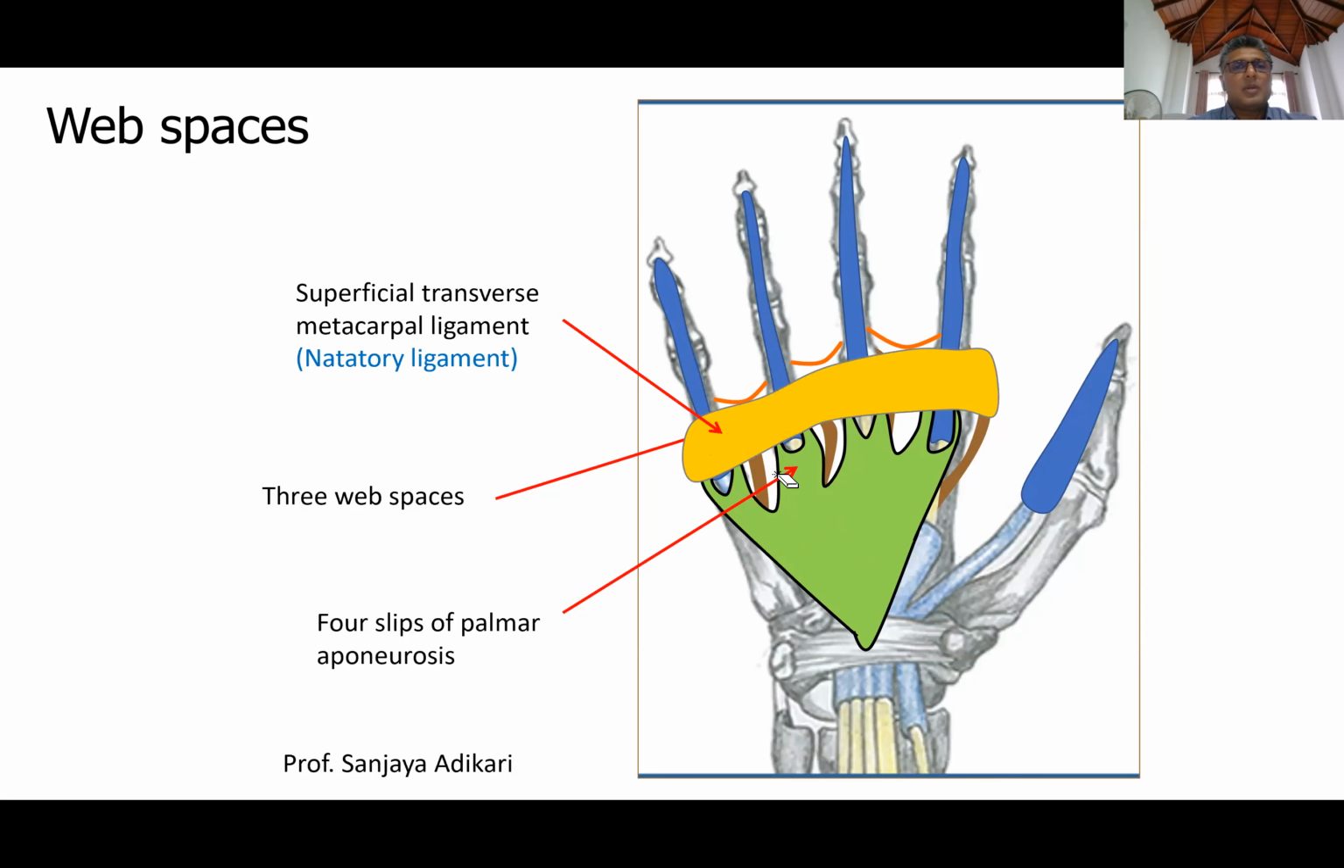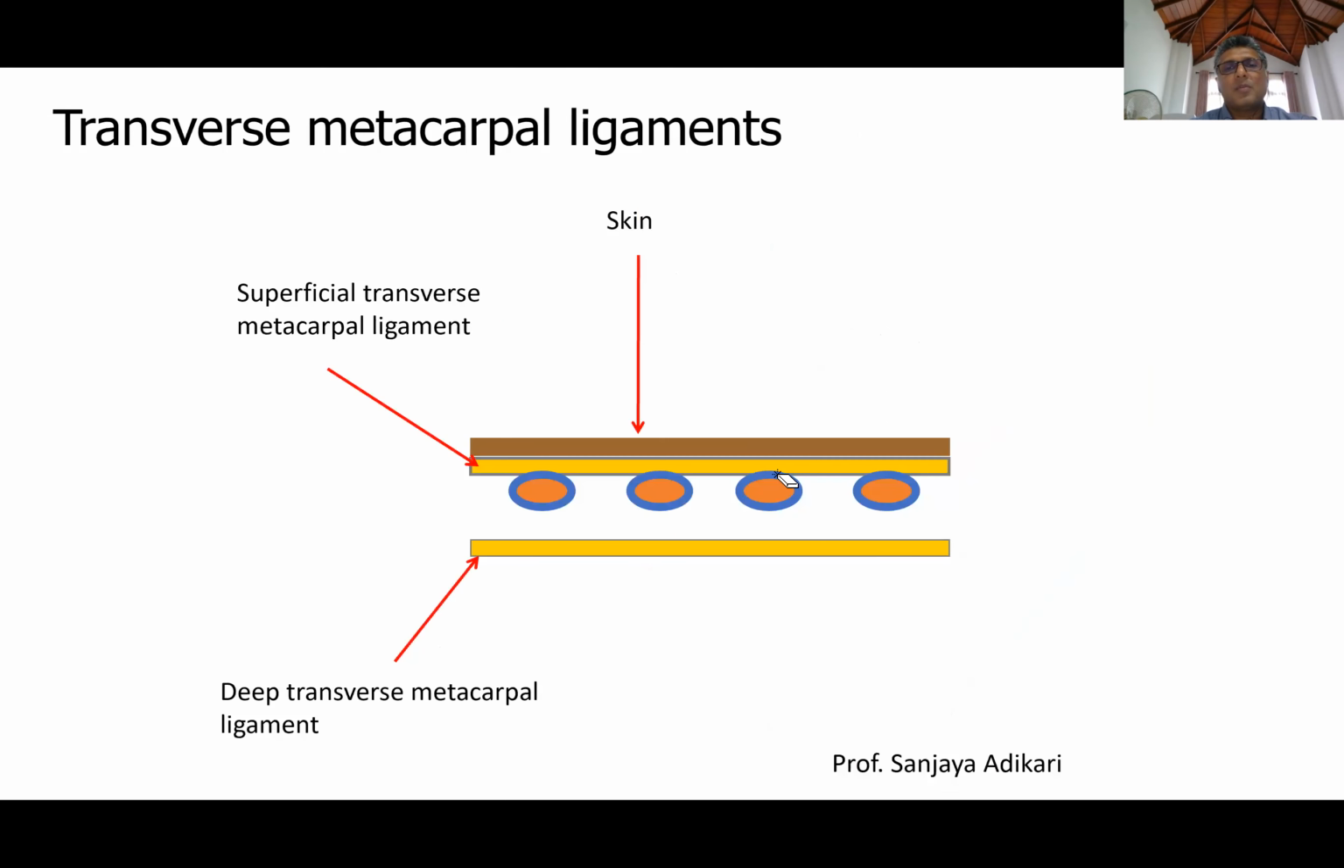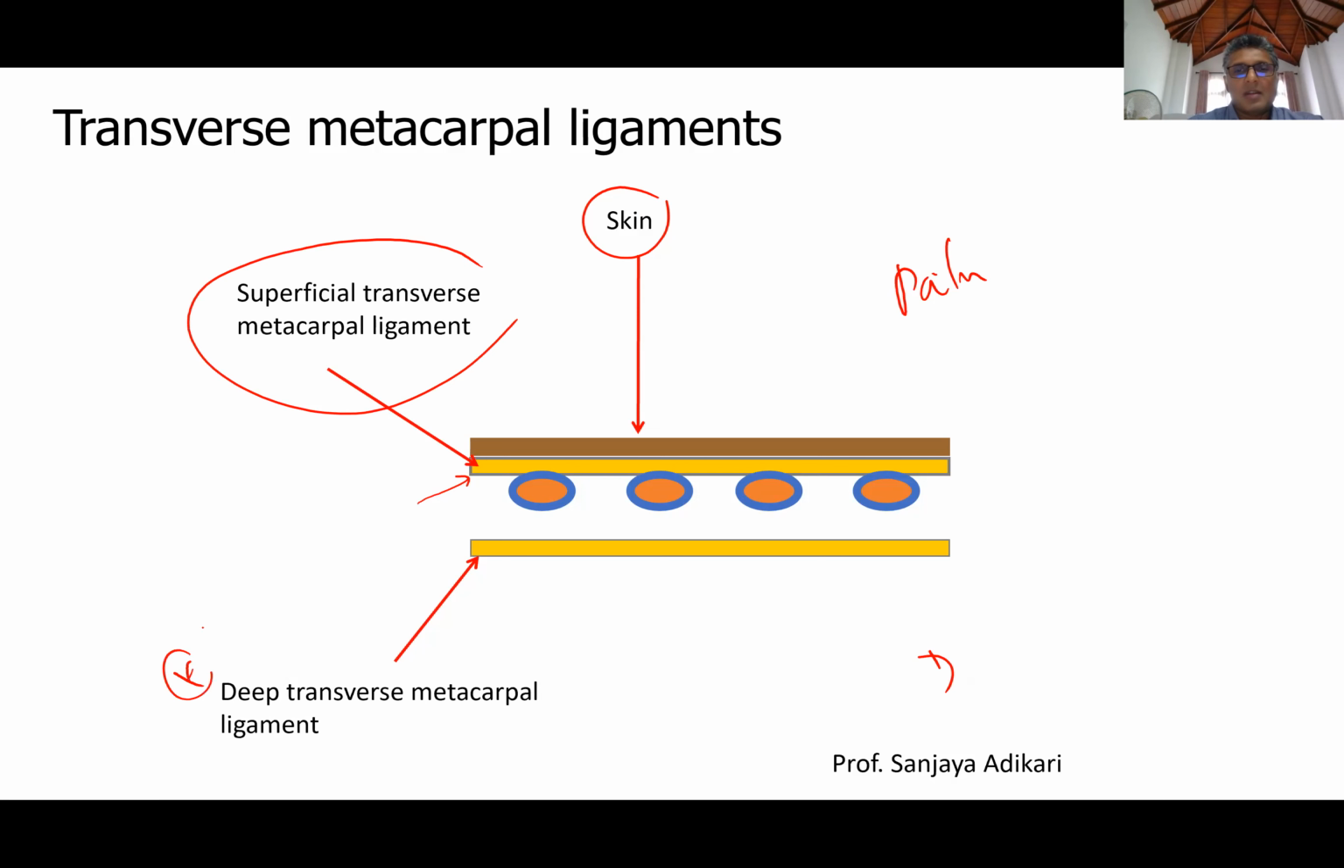To add to it, the superficial transverse metacarpal ligament lies superficial to all these structures, and the deep transverse metacarpal ligament lies deep to all these structures. This is adapted from Chaurasia, I think. Very nice diagram, so I'll add them. You get the skin of the palm here. This is the palm side, and this is the dorsum side. Then the superficial transverse metacarpal ligament is just under the skin, and then further deep you get the deep transverse metacarpal ligament.